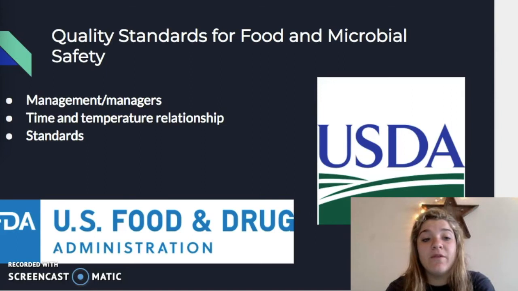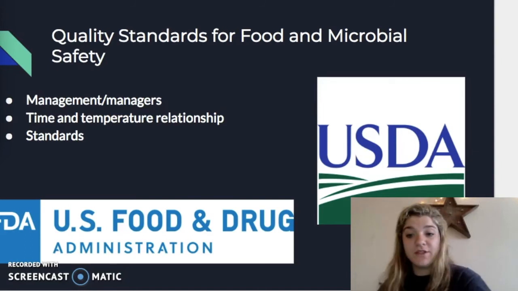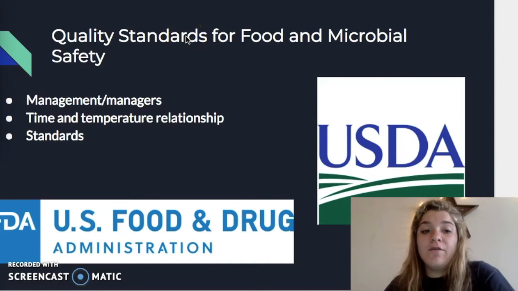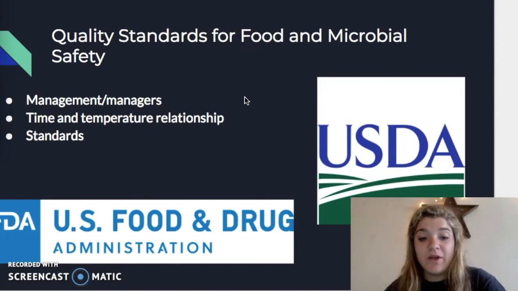The management of the relationship between time and temperature throughout the cooking of products in every food service system is extremely important because it helps with nutrition retention and the sensory quality of food products. The standards for food preparation and distribution are managed by many regulatory agencies, and managers should be knowledgeable about this also. Examples of the agencies are in the pictures here: the USDA and the FDA, which stands for U.S. Food and Drug Administration.